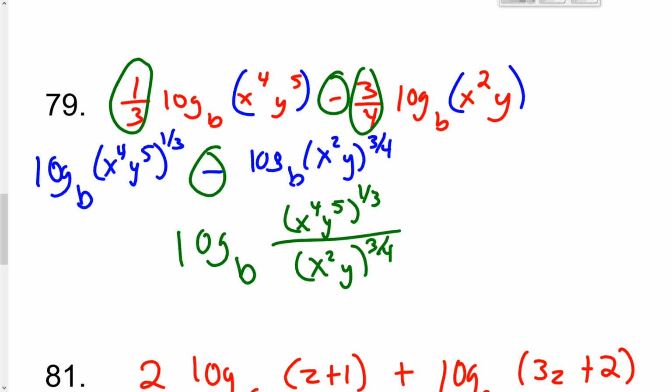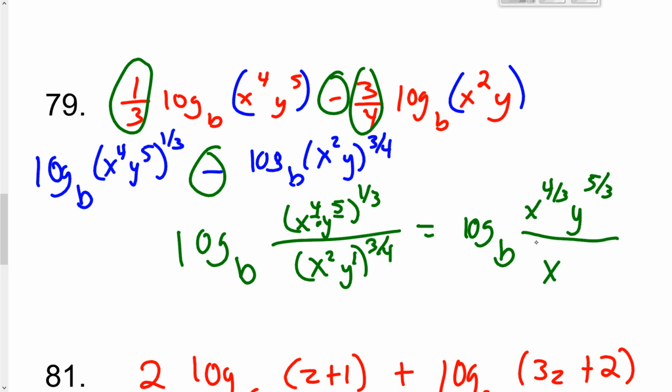So we can use our properties of exponents that say, when I raise a product to a power, I distribute that power to the exponents. So this becomes log base B of x to the 4/3 y to the 5/3 over, now I can distribute the 3/4 to the 2 and to the 1 on the y. So x to the 3/2, because the 2 and the 4 cancel out, and then y to the 3/4.